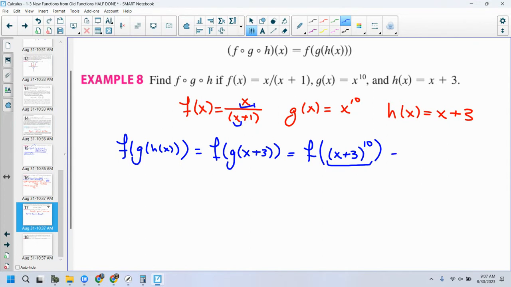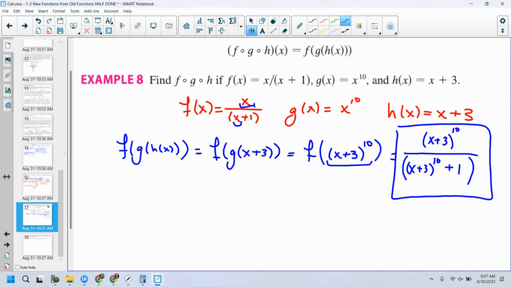Okay? So that means that this final is x plus 3 to the 10th over x plus 3 to the 10th plus 1. That's f of g of h. And you can kind of see them all because we didn't reduce them. I see the innermost function of h as the x plus 3, the second function as the x to the 10th power, the third function as the x over x plus 1.